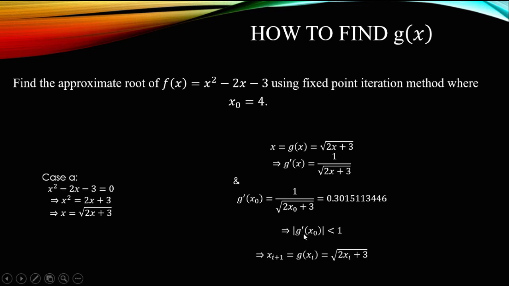If g prime of x naught is less than 1, you don't need to find other suspected system generating functions. So if that one is the right one, you will write x i plus 1 is equal to g of x i, which is equal to under the root 2 times x i plus 3. And for i equal to 0, 1, 2, 3, you will start your iteration.